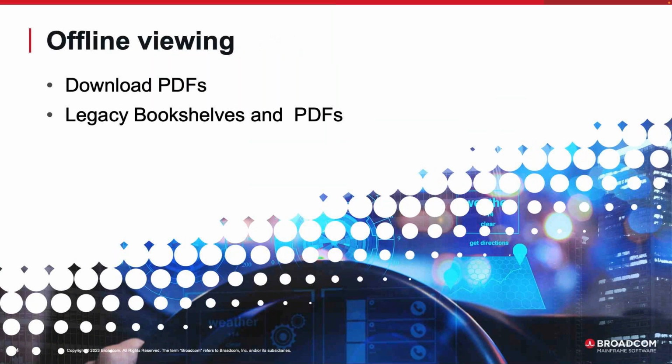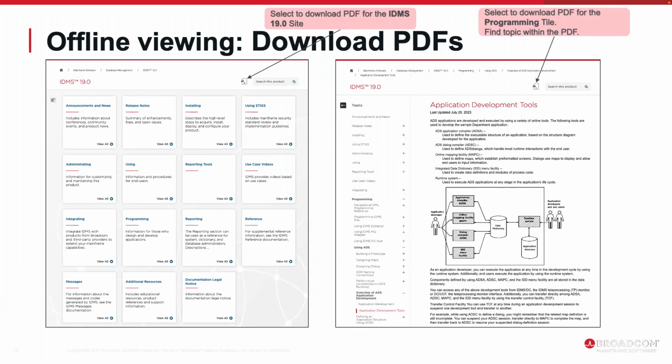Offline viewing. You can download PDFs for previous release documentation, or for previous release documentation, you can use our legacy bookshelves. All sites are up to date as of last week, as well as the individual facet tiles. You can download an entire site, but be aware the IDMS main site is just over 8,000 pages of content. The IDMS reference page is just under 6,000 pages.